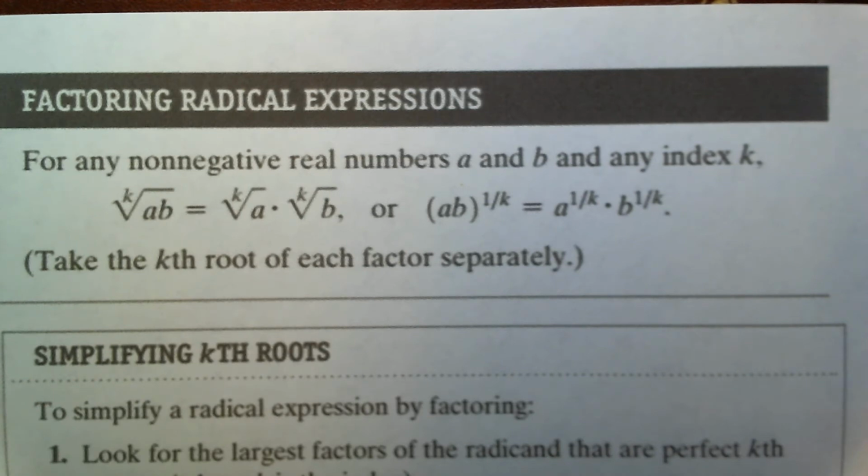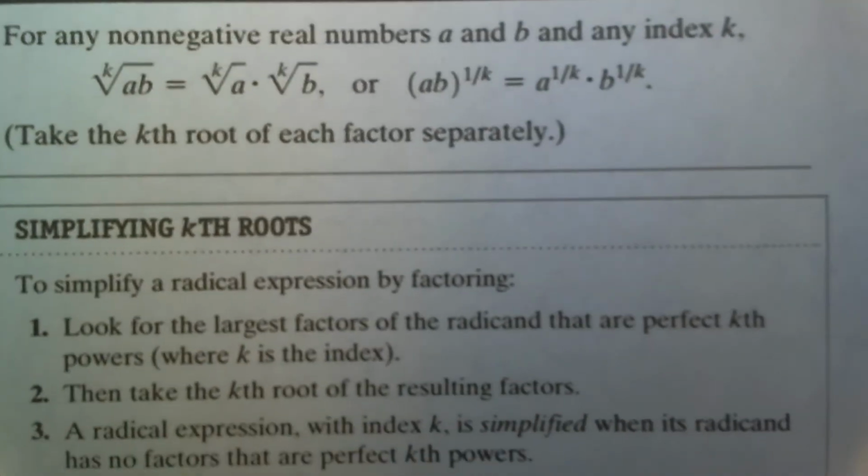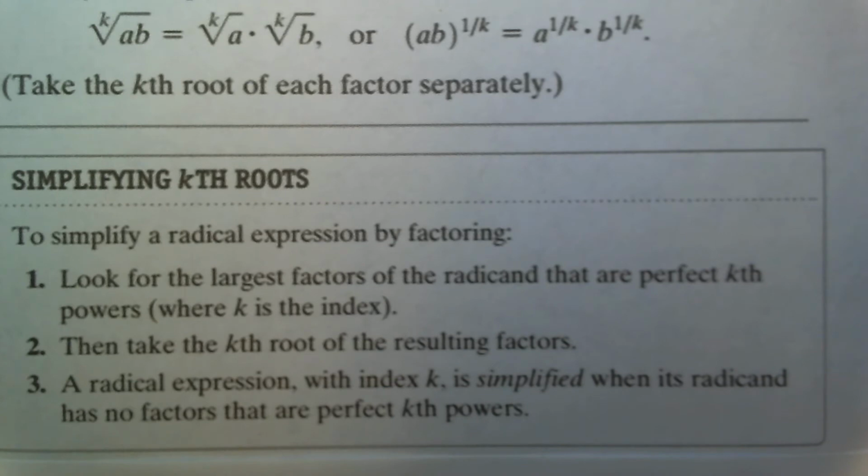So here are the steps for simplifying kth roots. Look at the largest factor of the radicand that are perfect kth powers, where k is the index, and then take the kth root of the resulting factors. And a radical expression with index k is simplified when its radicand has no factors that are perfect kth powers. That may sound a little bit confusing when you read it, but as we get to do it, it becomes more clear.